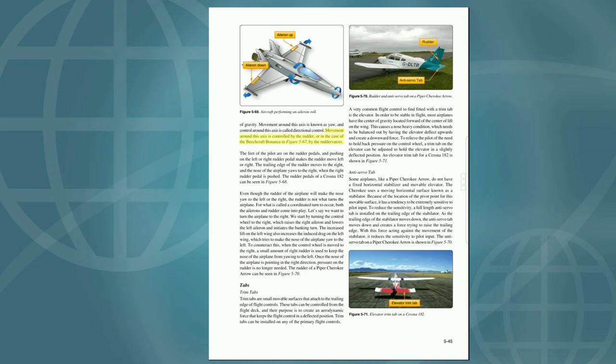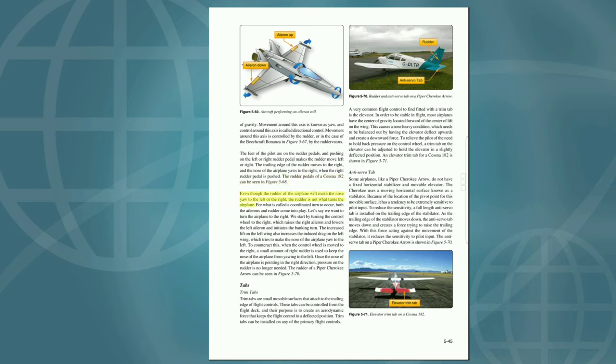Or in the case of the Beechcraft Bonanza in Figure 5-67, by the ruddervators. The feet of the pilot are on the rudder pedals, and pushing on the left or right rudder pedal makes the rudder move left or right. The trailing edge of the rudder moves to the right, and the nose of the airplane yaws to the right when the right rudder pedal is pushed. The rudder pedals of a Cessna 182 can be seen in Figure 5-68.